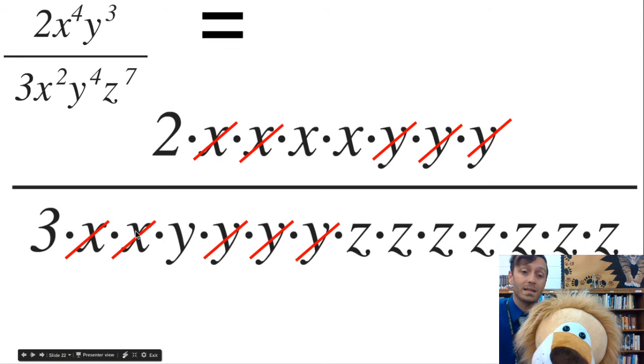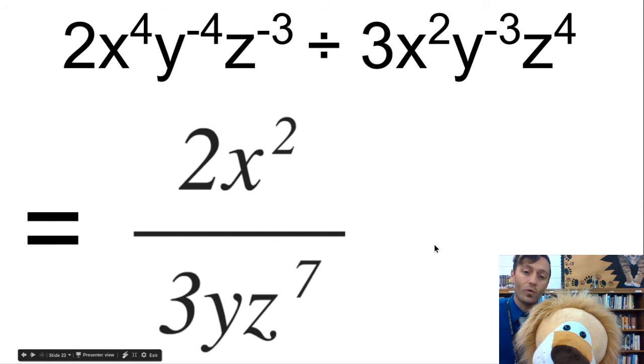Right? So I can cancel out 2 pairs of x's from the numerator and denominator, 3 pairs of y's from the numerator and denominator, but there's no z's in the numerator, so there's nothing to eliminate. Add up what you've got left, and you end up with 2x squared over 3y to the 7th. And that's your answer. Right?